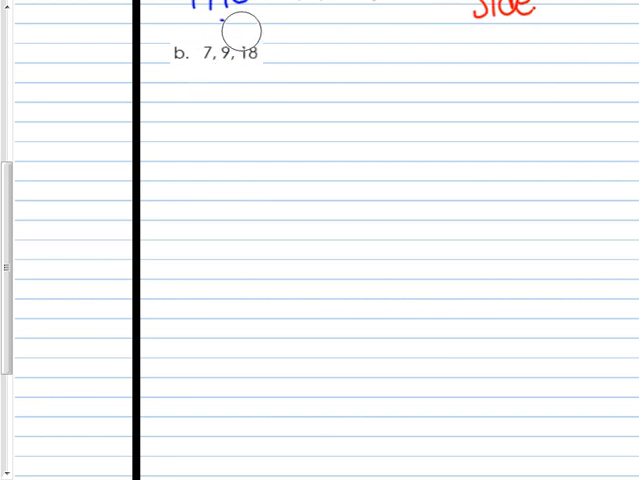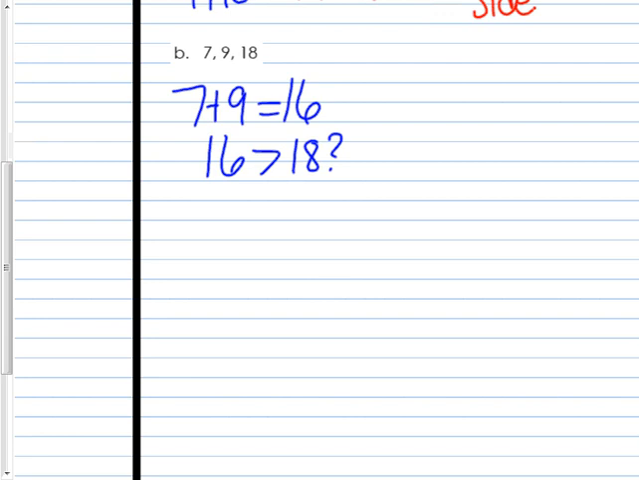So really all you have to do is check the smaller two numbers and see if their sum is bigger than the third number. So 7 plus 9 equals 16. Is 16 greater than 18? No, it's not. So these three numbers cannot make a triangle.